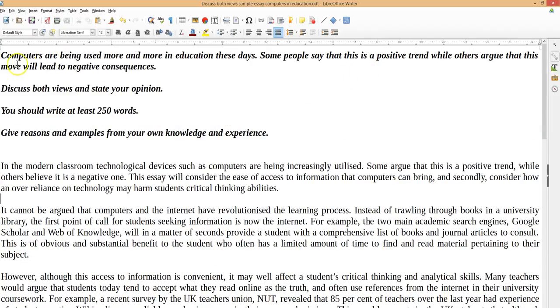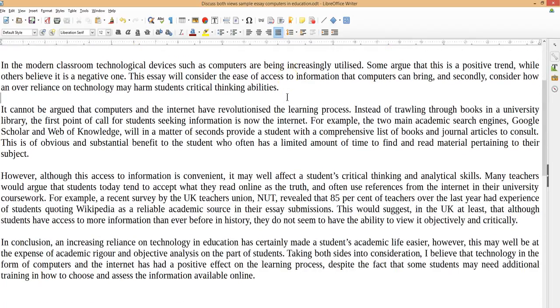So the question once again, computers are being used more and more. Some say it's good, some say it's bad, right? So computers are being used. It's positive. Others say it's not. With two main ideas: ease of access of information. This paragraph may harm students' critical thinking abilities.